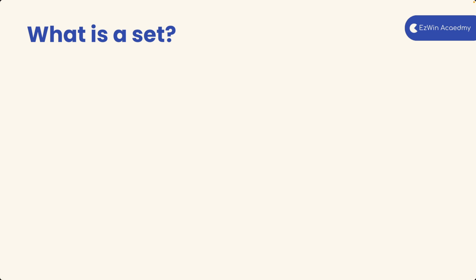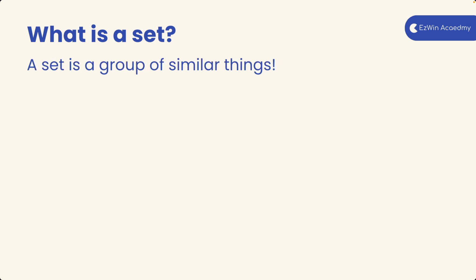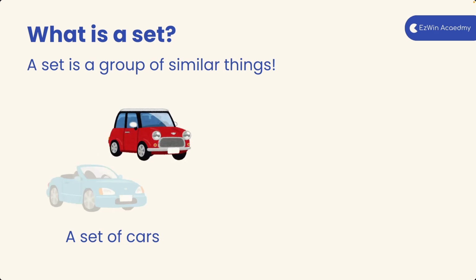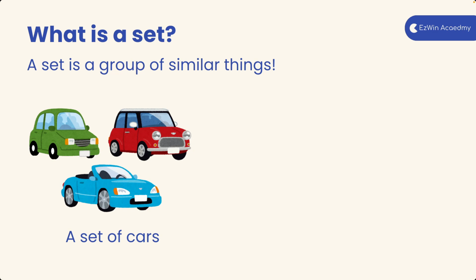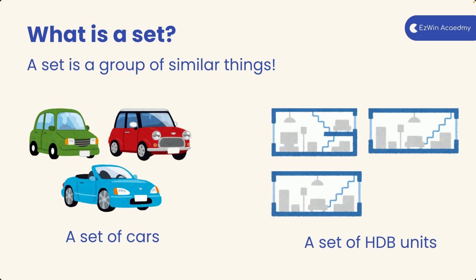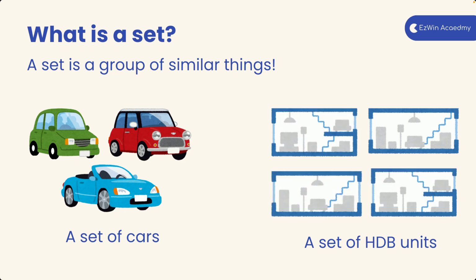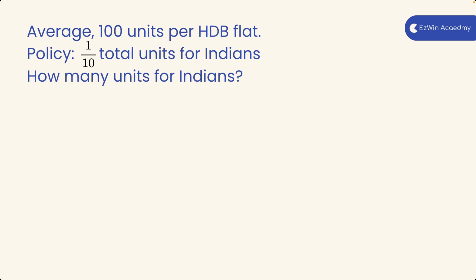So what is a set? A set is essentially a group of similar things. For example, a set of cars: you have different types of cars, but this is what we call a group or a set of cars. Same thing with a set of HDB units. You have a number of HDB units inside one HDB flat. So how do we solve this math question?